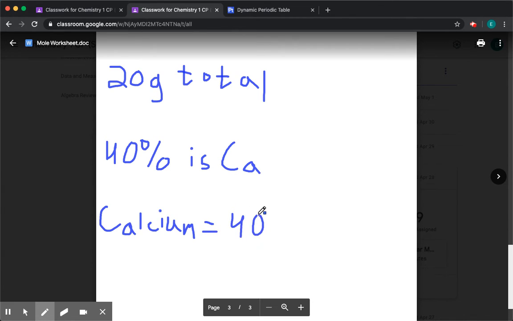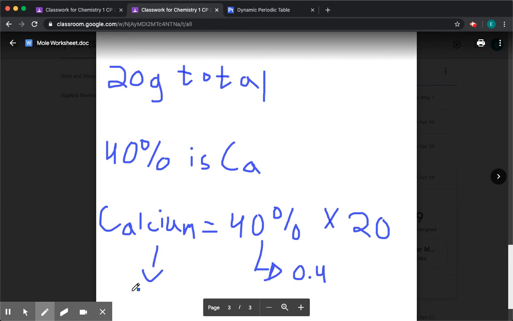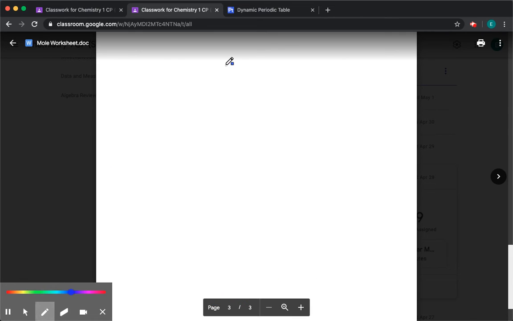It's 40% times 20. And 40% as a decimal is 0.4, okay? I'm expecting you guys to know that already. 40% as a decimal is 0.4. So then you do 0.4 times 20, and you will get your total calcium mass, okay? So out of those 20 grams, this comes out to be 8 grams of calcium, okay? So we have 8 grams of calcium. That is what we know for a fact, okay? We have 8 grams of calcium. I'm going to erase this because I need the space. Now that we figured that out: 8 grams of Ca.